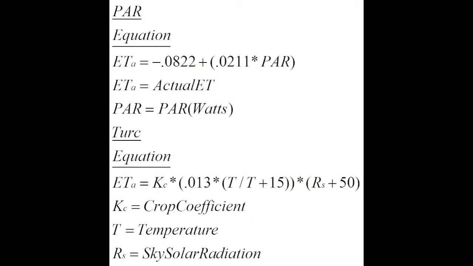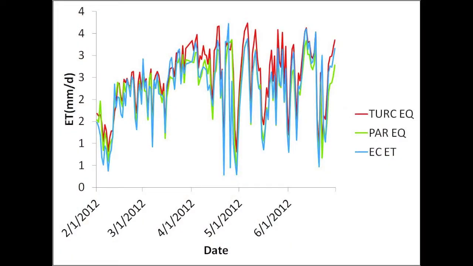This is the developed equation created by single linear regression as a sole function of PAR. This equation is a better estimator of actual ET than the Turc equation with the crop coefficient, even though the Turc equation is known to be one of the simplest and most accurate methods to estimate ET. Let's compare the PAR and Turc equations to our EC data visually. This graph illustrates the close relationship among the PAR equation, the Turc equation, and our actual EC-ET values.